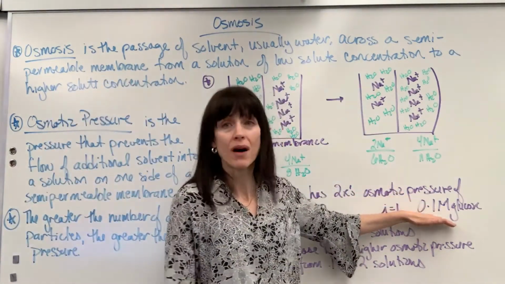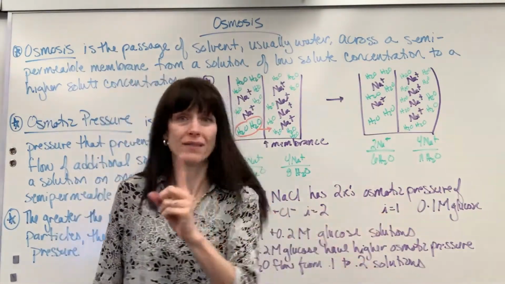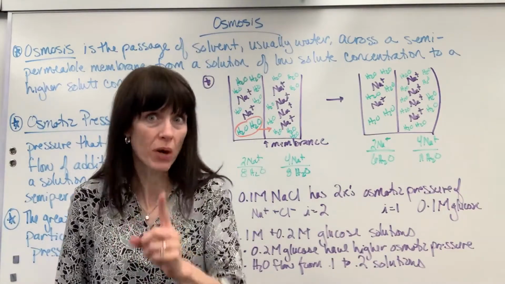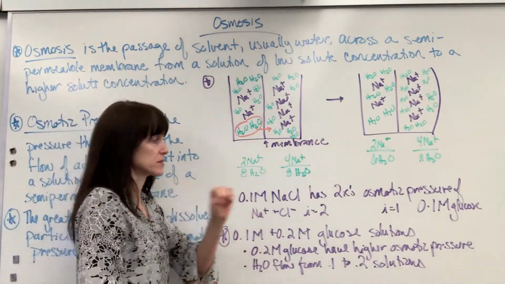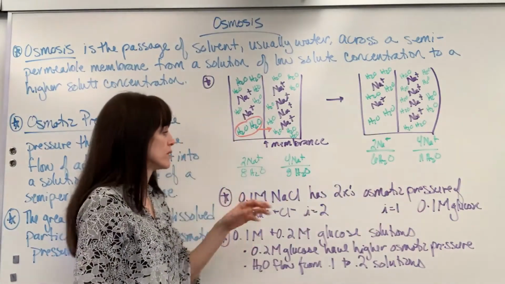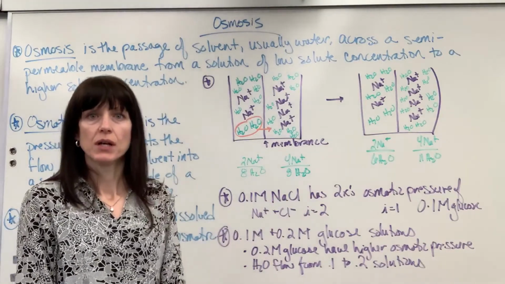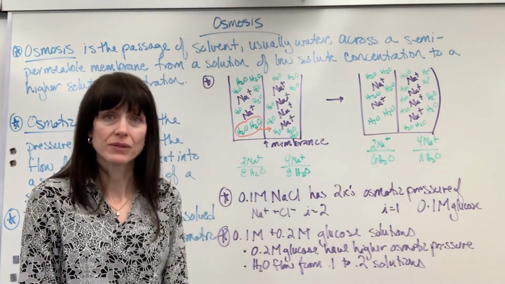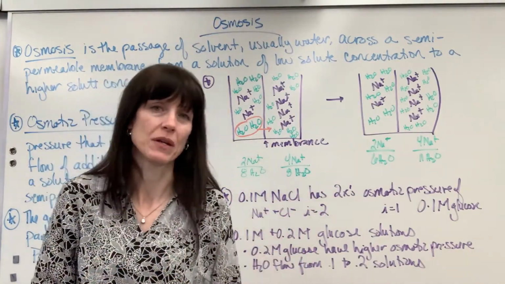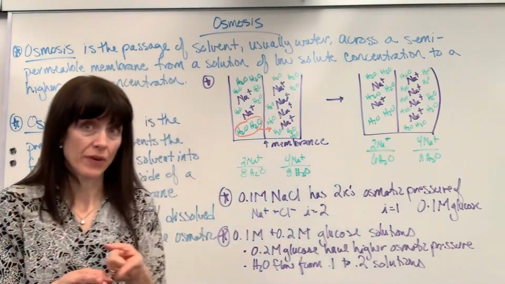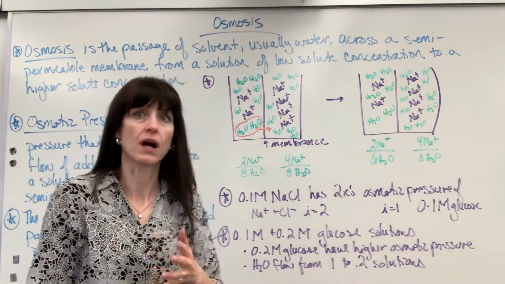Glucose, being a molecule, is not going to dissociate. So its Van't Hoff factor is 1. 1 glucose is 1 particle. So sodium chloride produces 2 particles. Glucose only produces 1 particle. That means that sodium chloride has 2 times the osmotic pressure because it has twice the amount of particles. And it doesn't matter what the substance is, you're just counting how many particles dissolve. Now, another application inside of this, that the greater the number of dissolved particles, the greater the osmotic pressure.